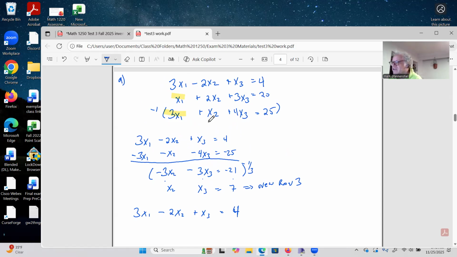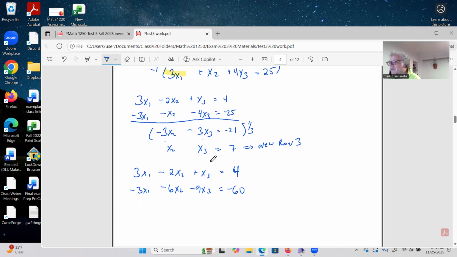Okay, and we're just going to say this is going to be negative 3x1. We're multiplying everything here by negative 3. Don't forget the right side. Okay, 3 times 2, we have negative 6x2. Okay, and we have negative 9x3. And then we have equals negative 60. Don't forget the right side.